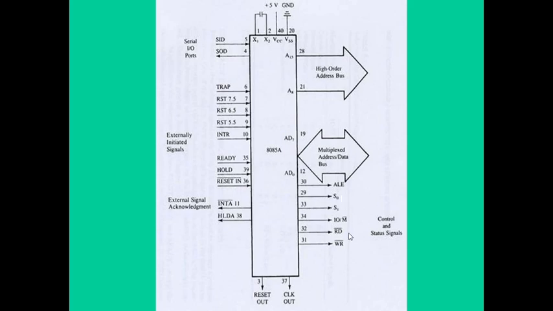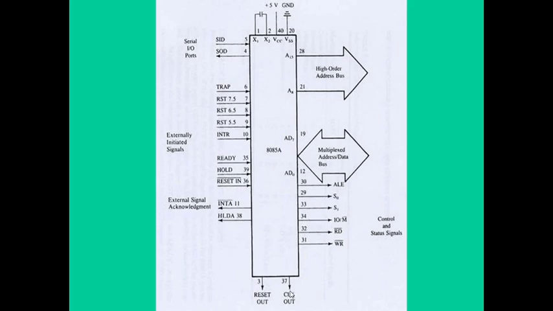Read complement, which is read. This is the read control signal, which is basically an active low signal. This signal indicates that the selected input, output or memory device is to be read and data are available on the data bus. Write complement, that is write. This is the write control signal, which is also active low.